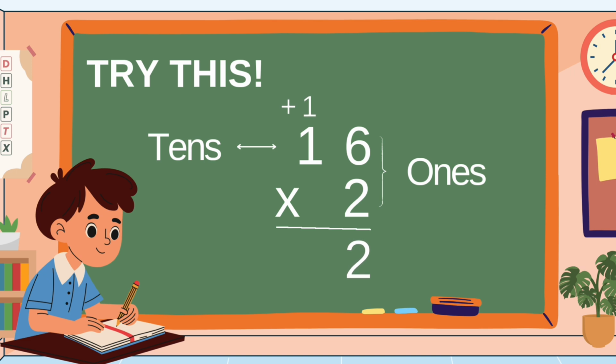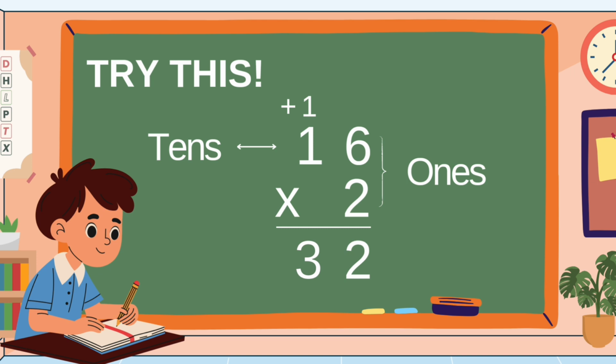Then multiply the tens, please. 1 times 2 equals 2. Now, add the carryover 1. So 2 plus 1 equals 3. Put the 3 underneath the tens. Therefore, the product of 16 times 2 is 32.